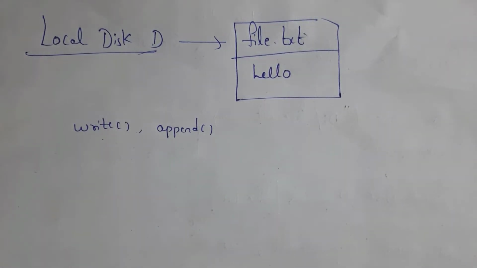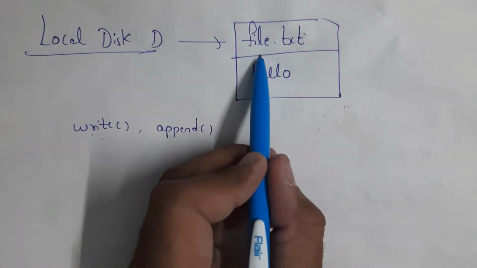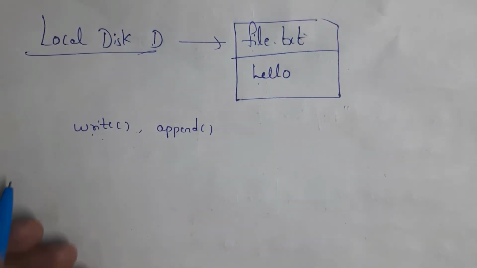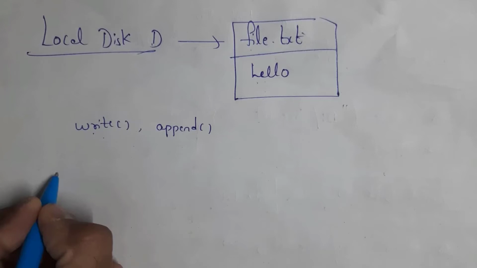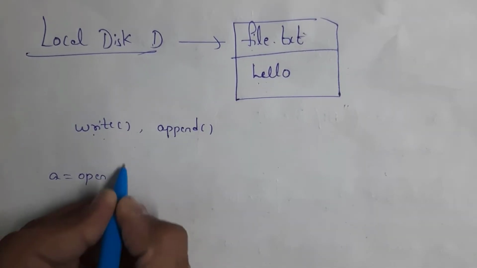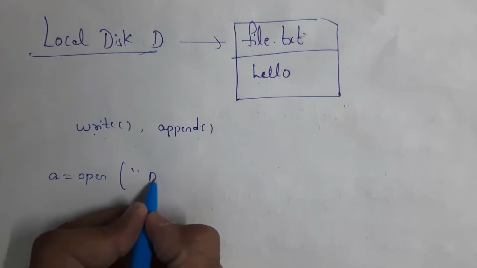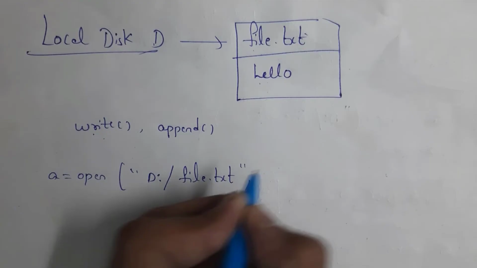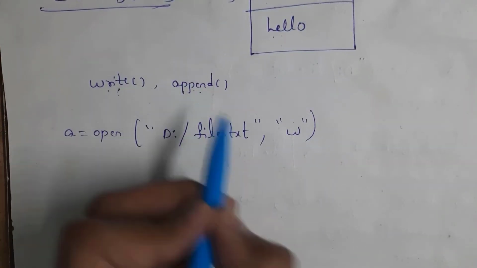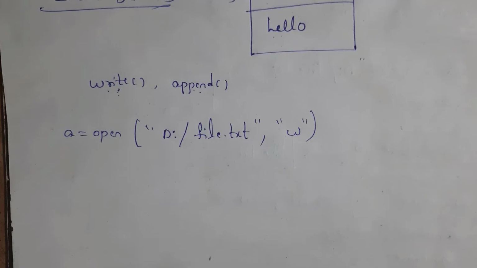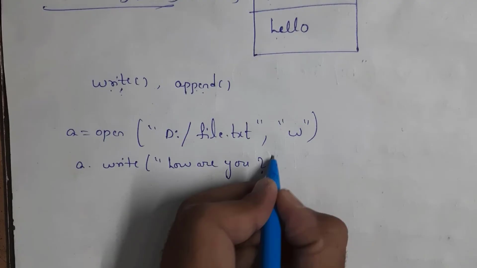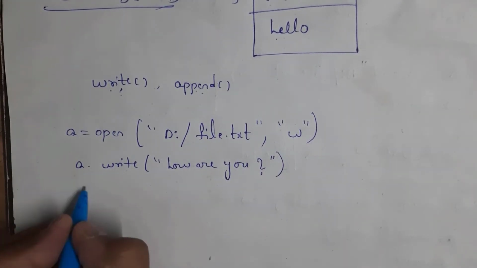Both write method and append method are used to add text into our file, but difference is that, for example, this is my file, file name is file.txt and this file contains information hello. And next I am writing program by using write method. Just write here a equal to open. That file name is file.txt which is present in local disk D. So write here D:/file.txt, quotations close, comma. For both write method and append method we use write mode. And next I want to add text how are you. So just write here a.write of how are you. Inside write method I wrote how are you and at last I wrote a.close.